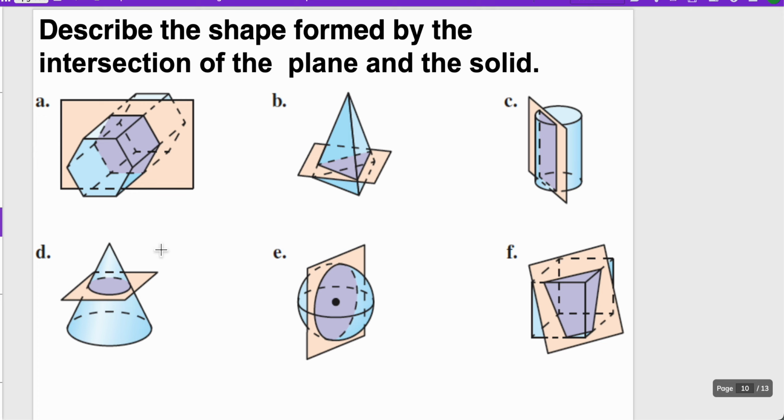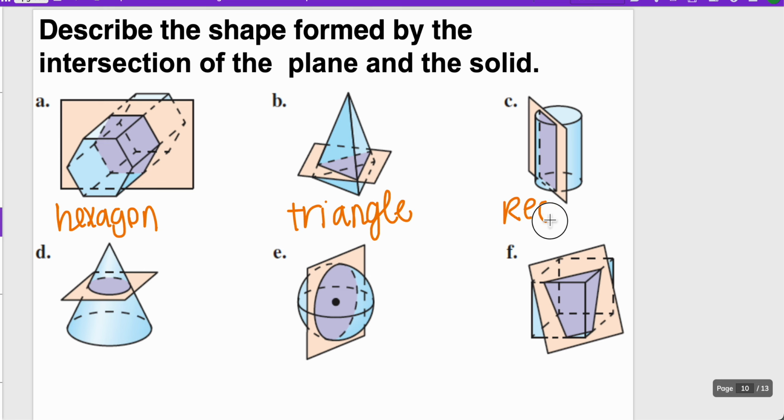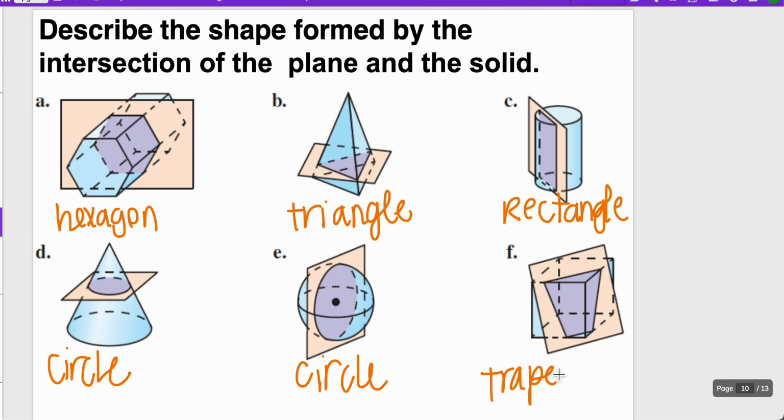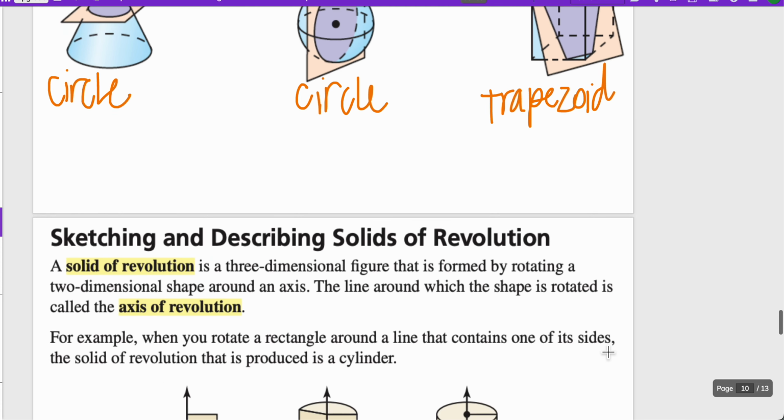Okay? So what we're going to do is describe the shape formed by the intersection of the plane and the solid. So letter A, we are getting a hexagon as the cross-section. Letter B, we're coming up with a triangle. Letter C, it looks like we're getting a rectangle from this slice. Letter D, we're getting a circle. Letter E, we're also getting a circle. And then letter F looks like we're getting a trapezoid. Okay, that's about it for describing cross-sections.